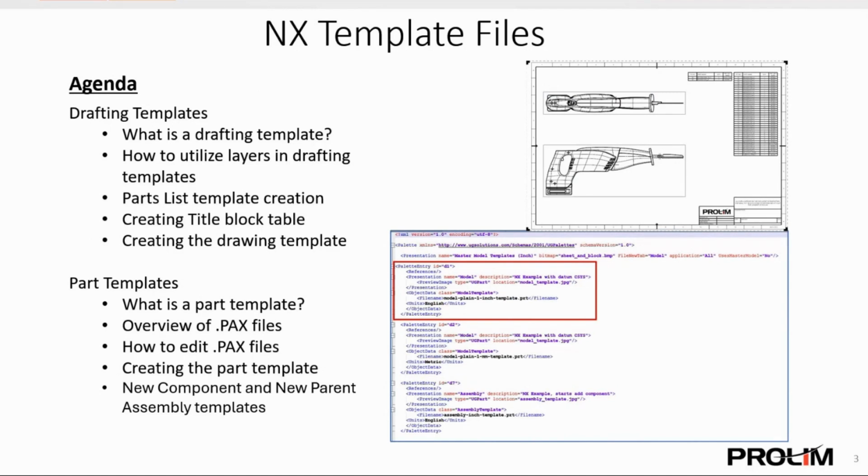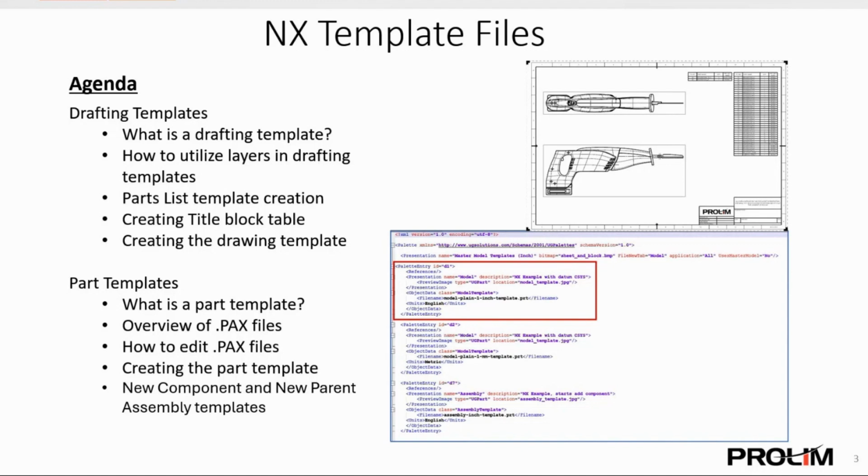Now that I have introduced what template files are, I'd like to review our agenda for today's Tech Talk. Our two main topics today will be going over how to create drafting templates and part templates. To start, I will go over what a drafting template is. Then I will go over the various ways you can customize the template to meet your needs. Along with this, I will go over how we can use layers, create a parts list template, and set up a title block. Then I will go over the process of converting the file to a template file.